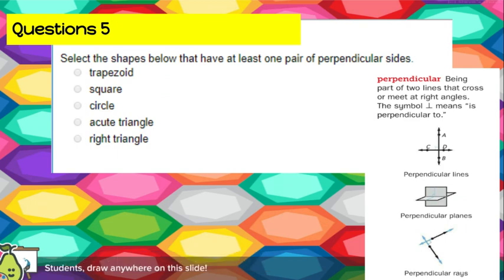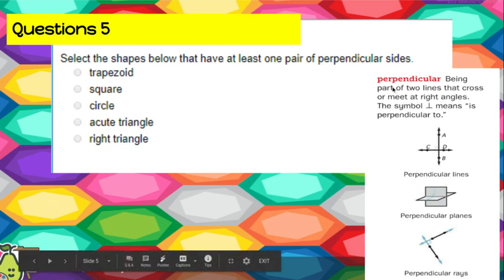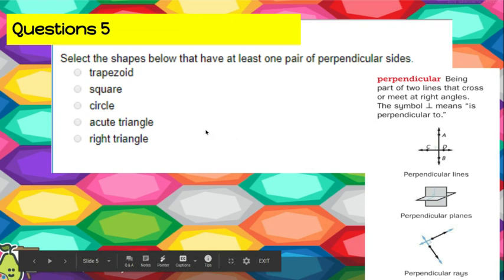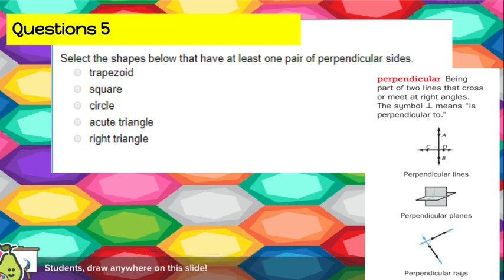Question number 5 is our last geometry question from this review. Question number 5 says, select the shapes below that have at least one pair of perpendicular sides. I gave you that picture and description of what it means for things to be perpendicular. There are some pictures to look at to help you remember. So you need to tell which shapes, and there's probably more than one, that have at least one pair of perpendicular sides. Which shapes have at least one pair of perpendicular sides?